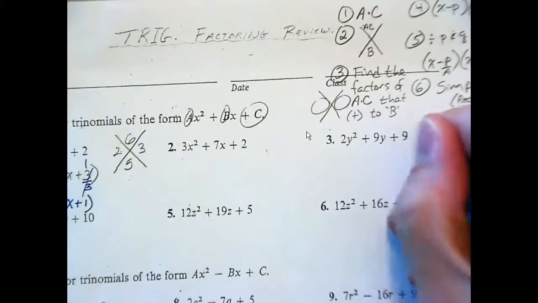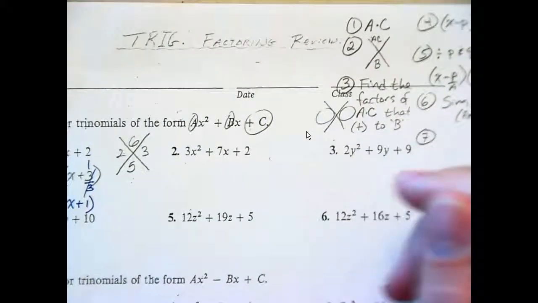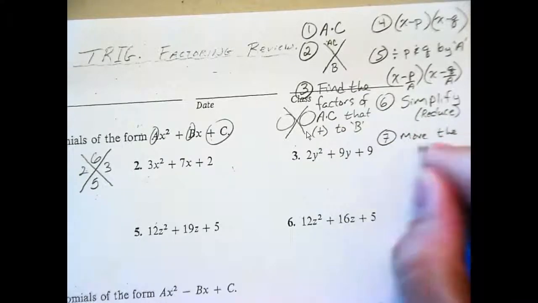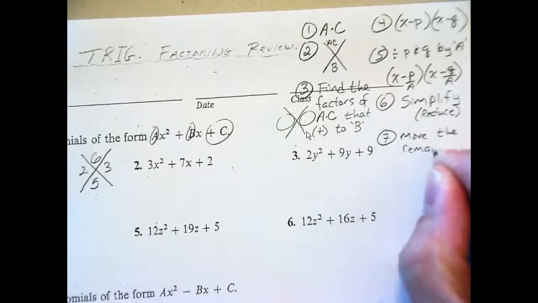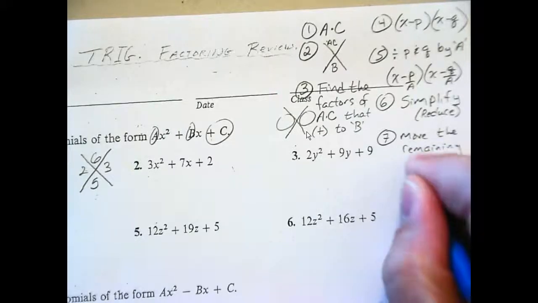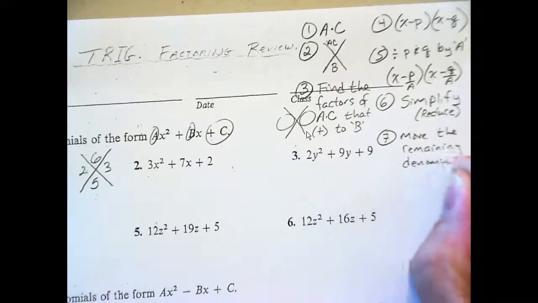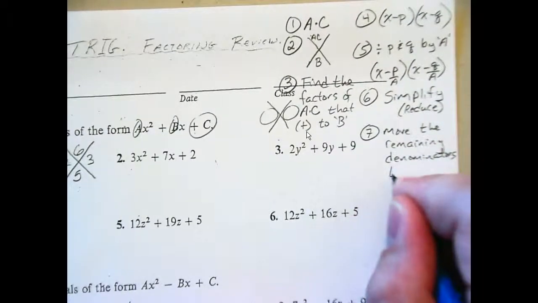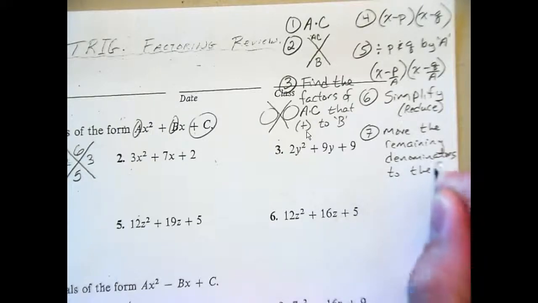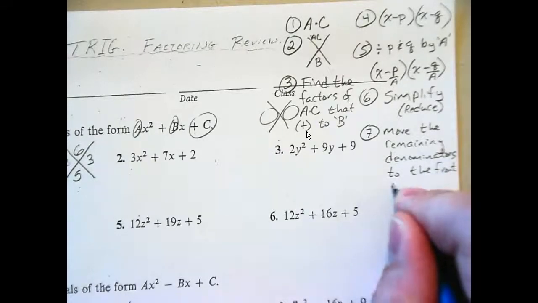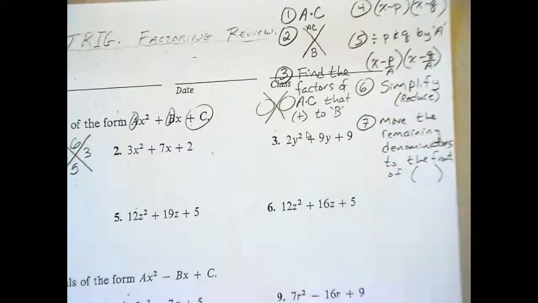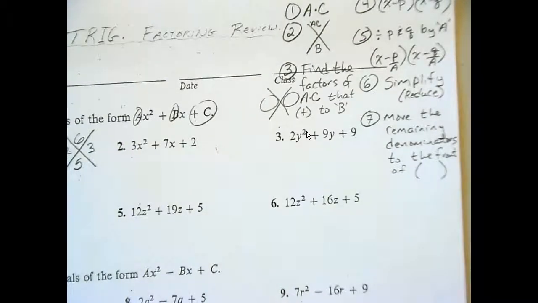Okay? So step 7 is to move the remaining denominators, and if you're like, I don't know what a denominator is, make a note, it's the bottom number, to the front of your quantity. And if you have to, give yourself an example. Like number 1's a great example for what you've done there.